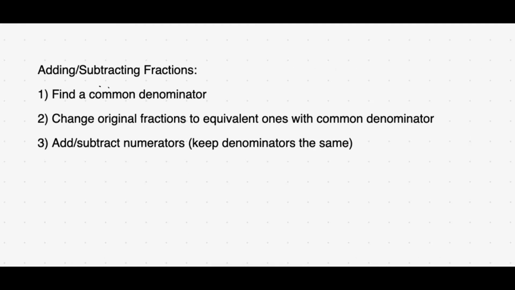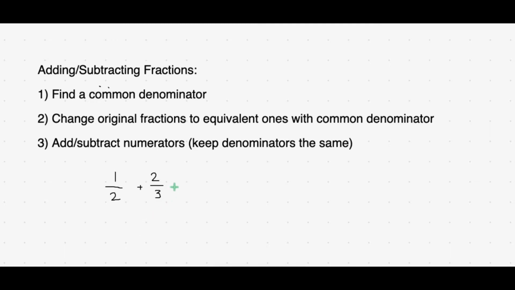Now when we're adding or subtracting fractions, there are 3 main steps. First, you find a common denominator. Second, you change original fractions to equivalent ones with the common denominator. And finally, you add or subtract the numerators while keeping the denominators the same. Now, finding a common denominator is nothing but looking at the bottom part of the fraction and finding a common multiple between all of the denominators in the question. Now, for all these steps, we will use this little example right here just to demonstrate.